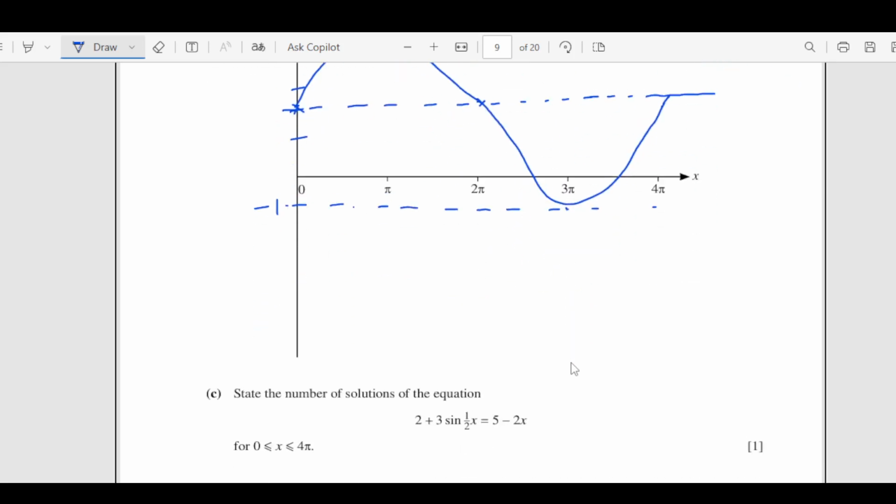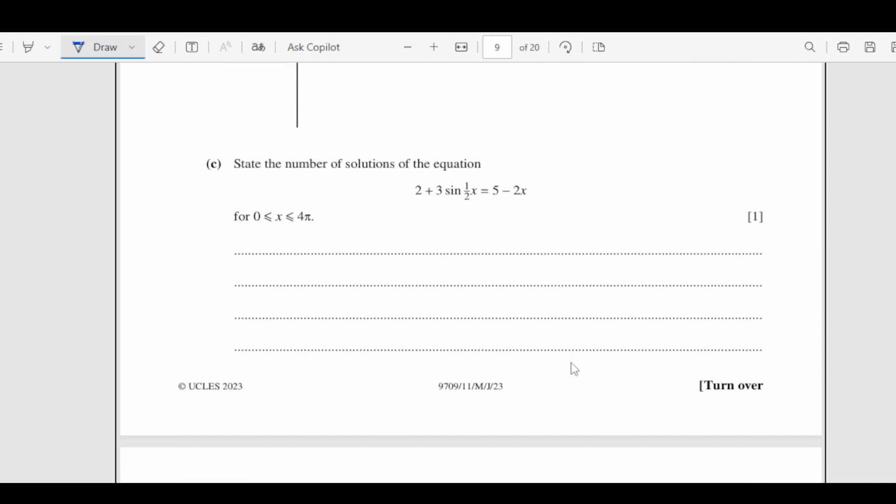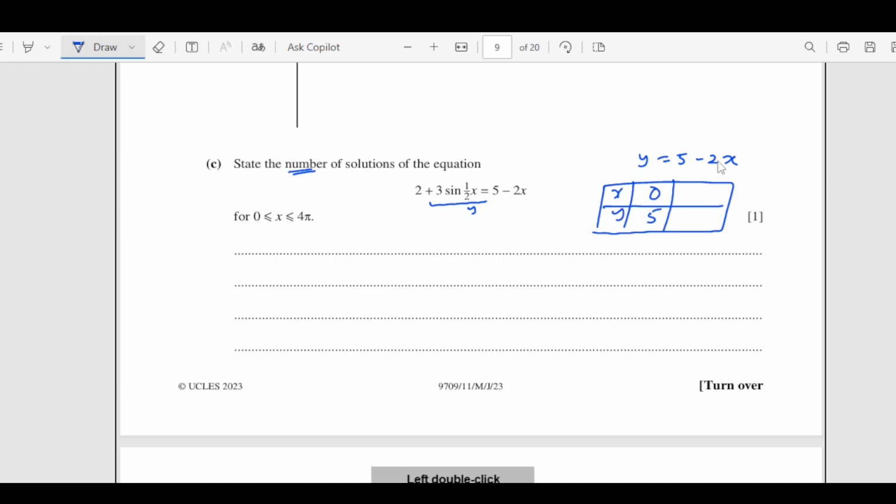Now the next one, we have to state the number of solutions of the equation. We are not finding the solutions, we are just telling the number of solutions. This is the y we are given above, and we now have y equals 5 minus 2x. We can find points to plot this line on the graph. When x is 0, y is 5, and when y is 0, x is 2.5, right?